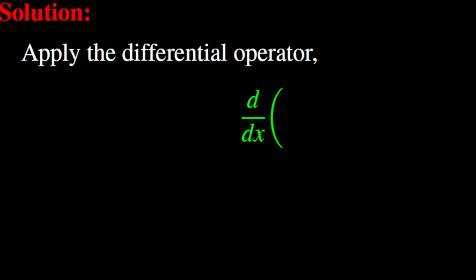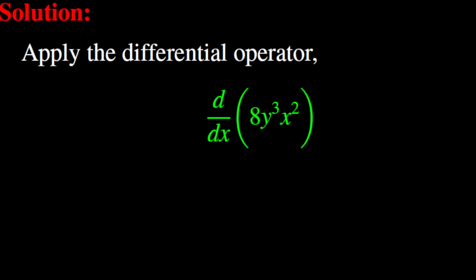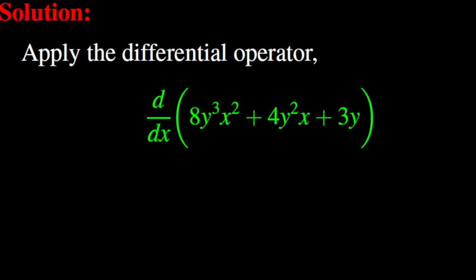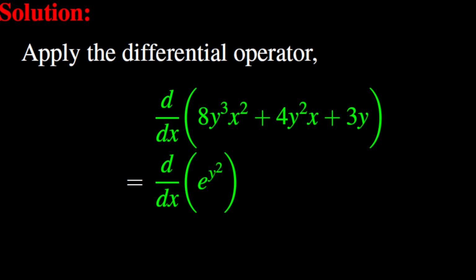We need to differentiate the left-hand side and right-hand side of the equation. When we apply the differential operator to the left-hand side we have d over dx of 8y to the power 3 x to the power 2 plus 4y to the power 2 x plus 3y, which should be equal to the differential operator applied to the right-hand side, which is d over dx of exponential of y squared.